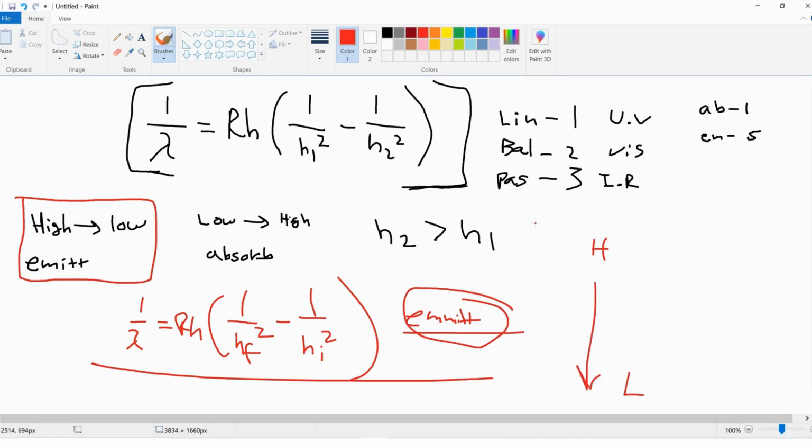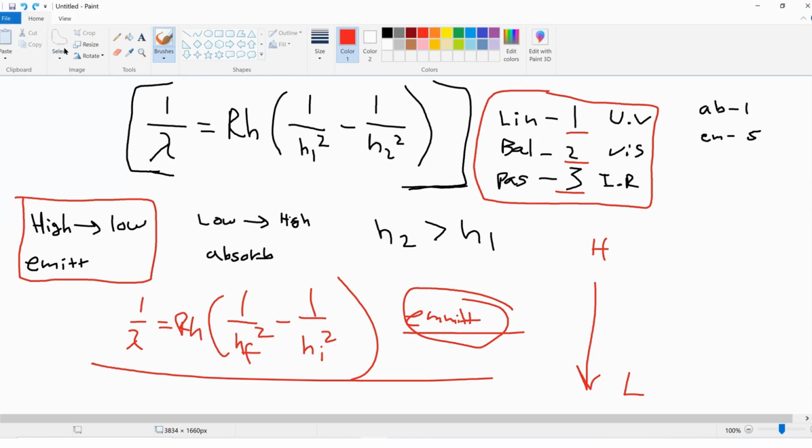So for example, the most common series that you see with these equations are these right here. The Lyman, the Balmer, and the Paschen series. The Lyman is 1, the Balmer is 2, the Paschen is 3. What does that mean? That means that n, they end in those numbers. That's what that means. So back to what I was saying.